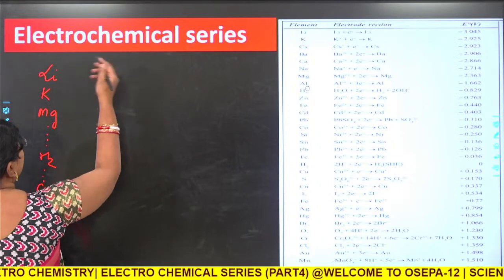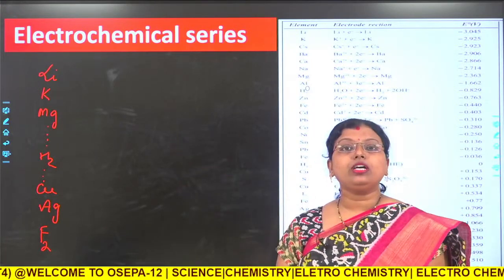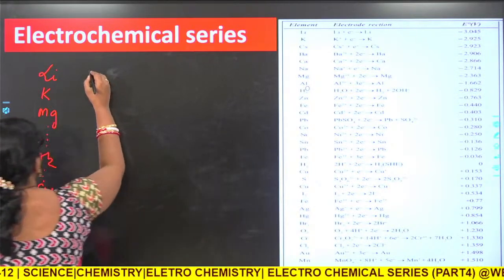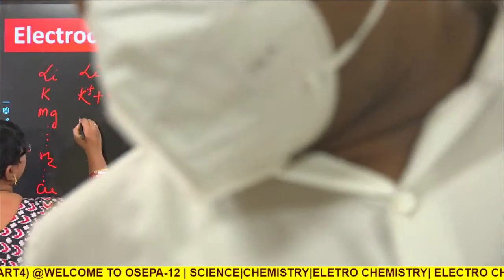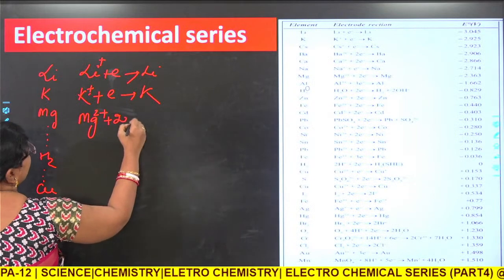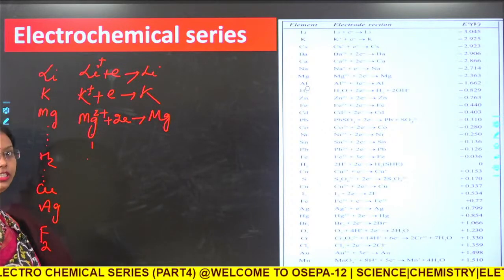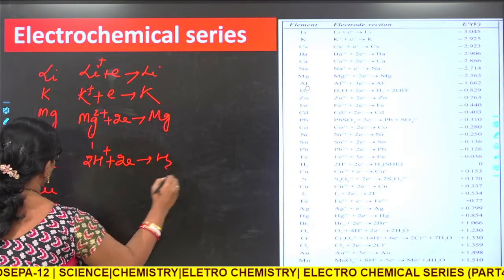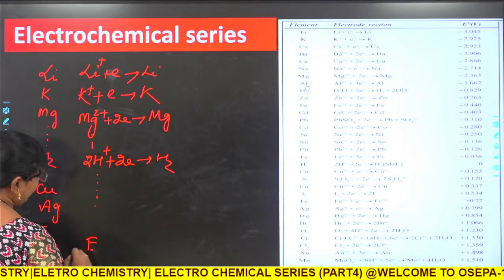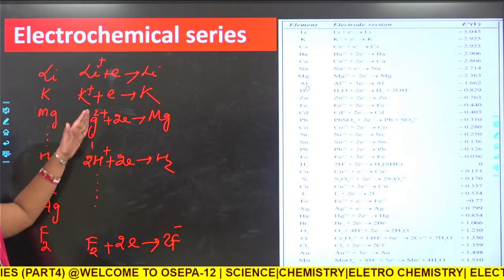Then the electrode reactions. As we are considering the standard reduction potential, we have to write the reduction reaction. So what will be the electrode reaction? Li+ plus electron gives Li, K+ plus electron gives potassium. Similarly, magnesium ion by gaining electrons is converted into magnesium. Then for hydrogen, what will be the reduction half reaction? That will be 2H+ plus 2 electrons gives H2. Then F2 plus 2 electrons gives 2F-. These are the electrode reactions.